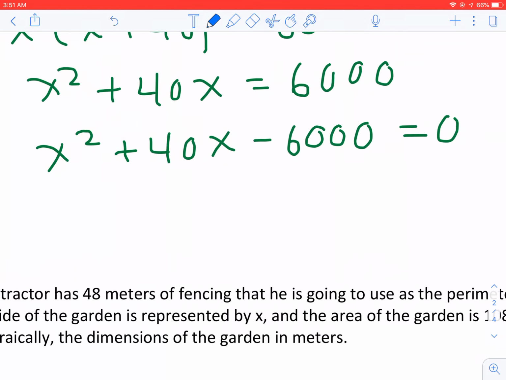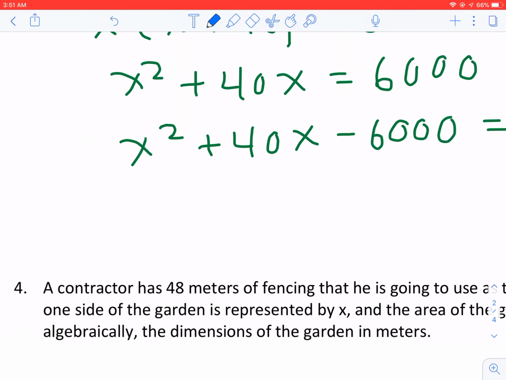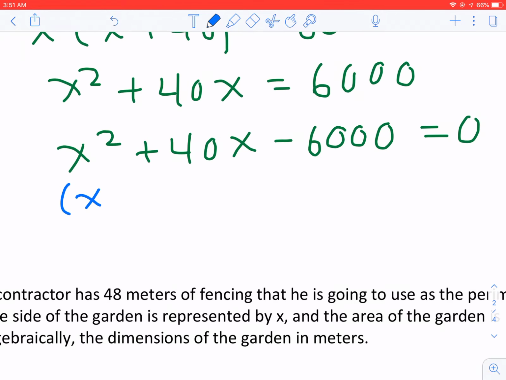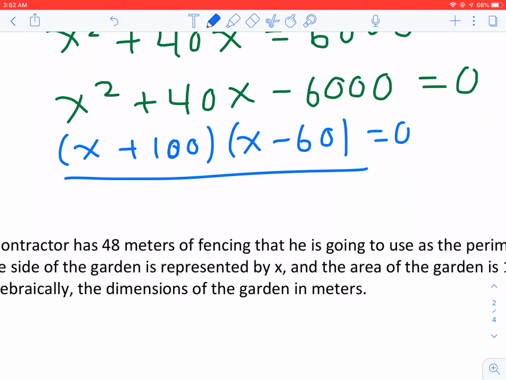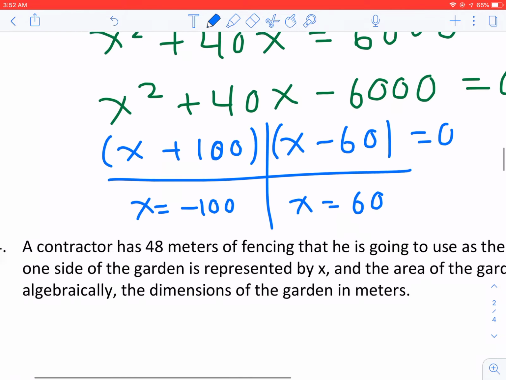You might have to scroll a while, but this would factor to x plus 100 times x minus 60 equals 0. Right, 100 times negative 60 is negative 6,000, and 100 minus 60 is 40. So teeing this off, we get x equals negative 100, x equals 60 when you use the zero product property.